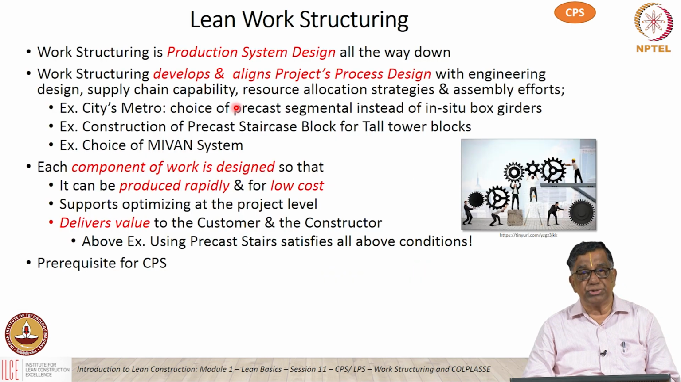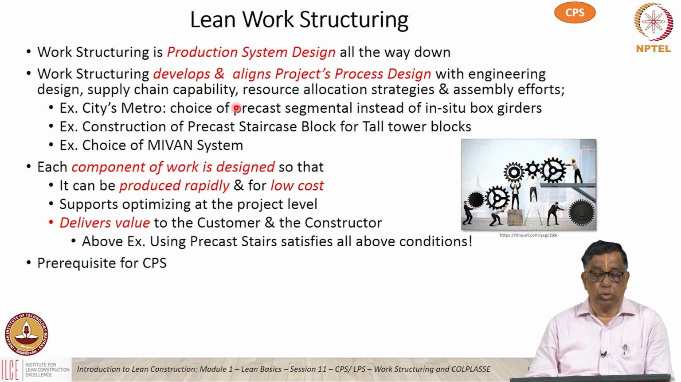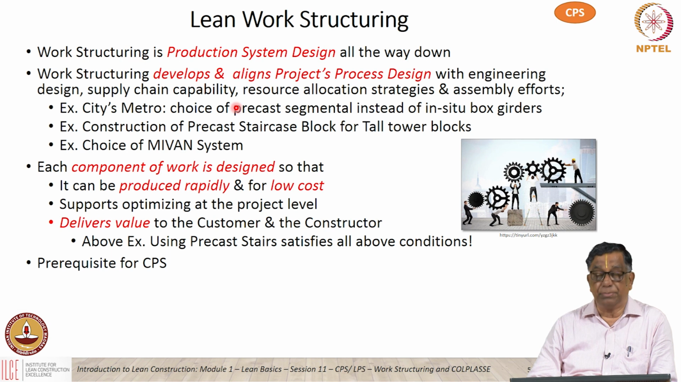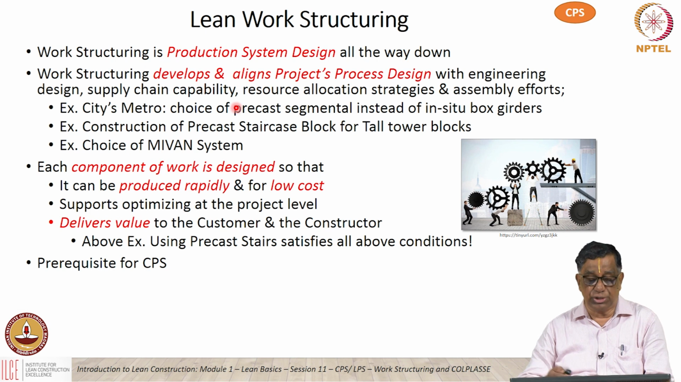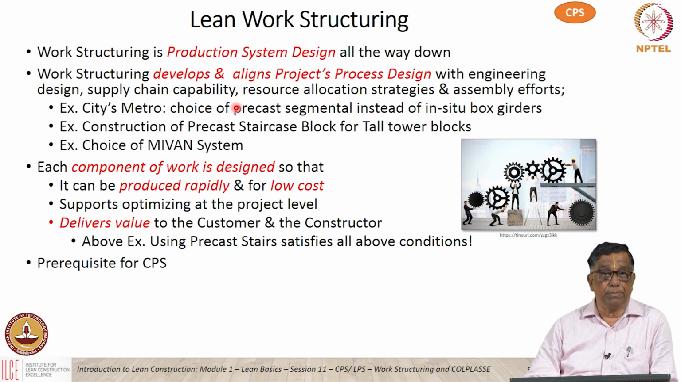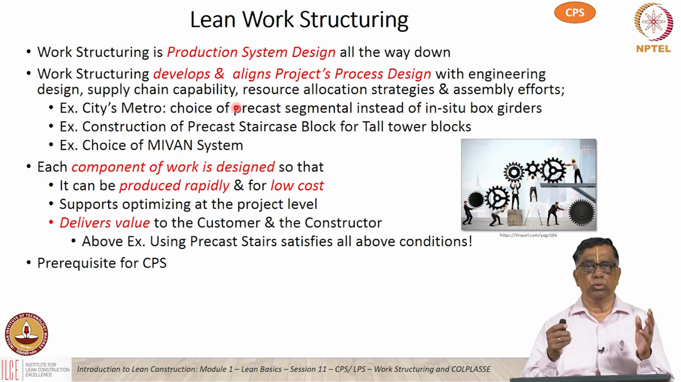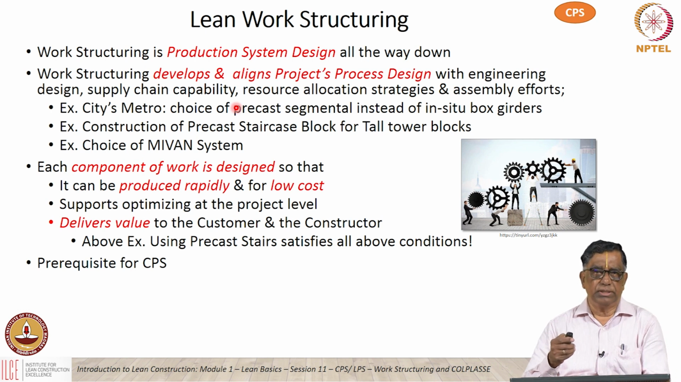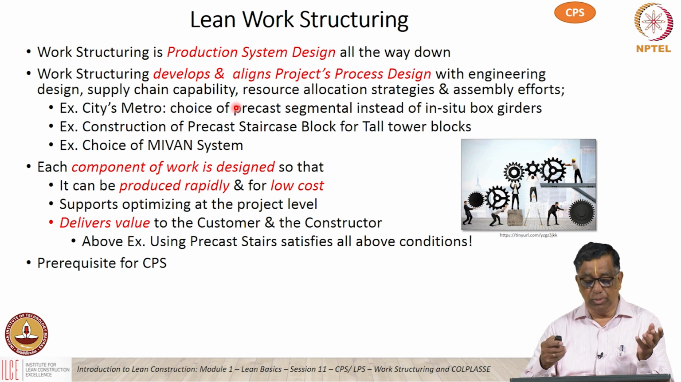So, what exactly is work structuring? It's a production system design all the way down, and it develops and aligns the process design with the various aspects which are coming downstream, like the project design, the supply chain capability, allocation of resources, the kind of strategies we will have for that, and the final assembly efforts or the construction methods. We need to have a broad idea of how we are going to go about the project. For example, in a metro project in the city, we traditionally use precast segmental construction. That's the kind of decision we need to make early by using Lean work structuring.